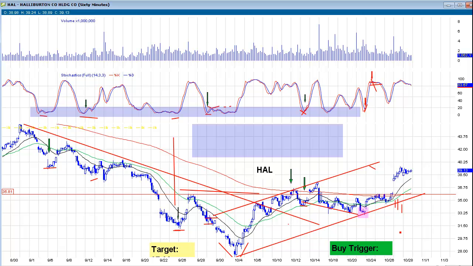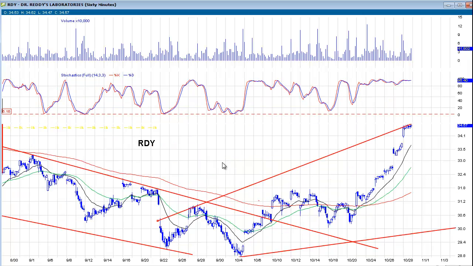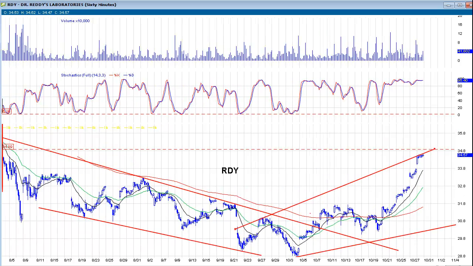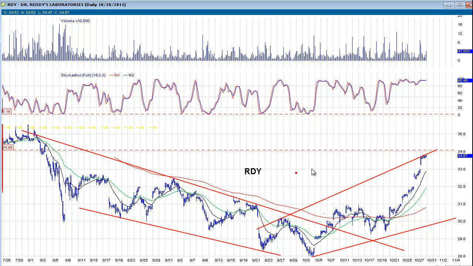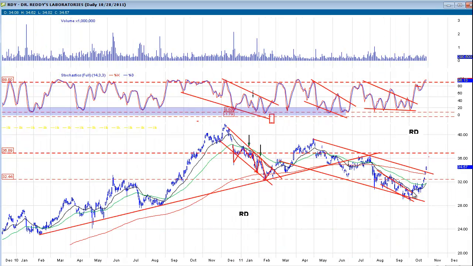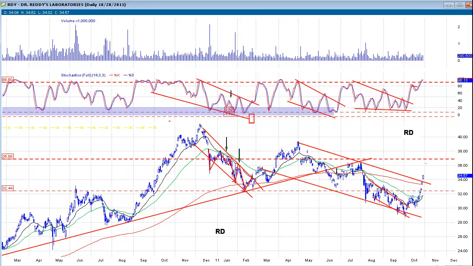Dr. Reddy, we were on that one a couple weeks ago. Called it a kick-ass trade. We were all over it. You know why we were all over it? Because we know what to look for. You know what to look for before it happened. We saw this trend line. We saw the coiled stochastics on the daily chart.